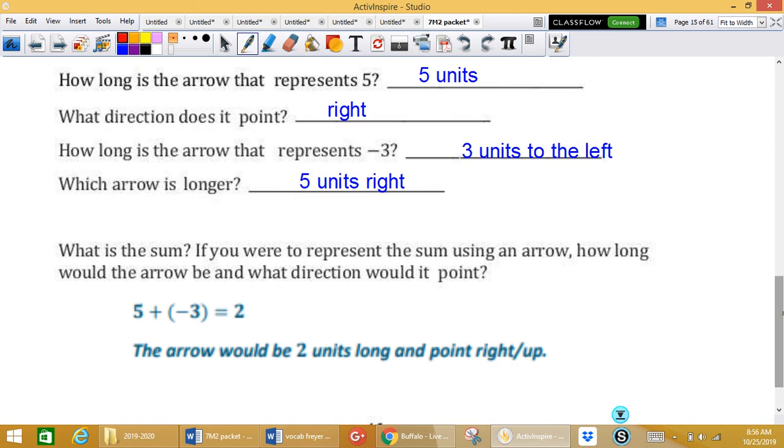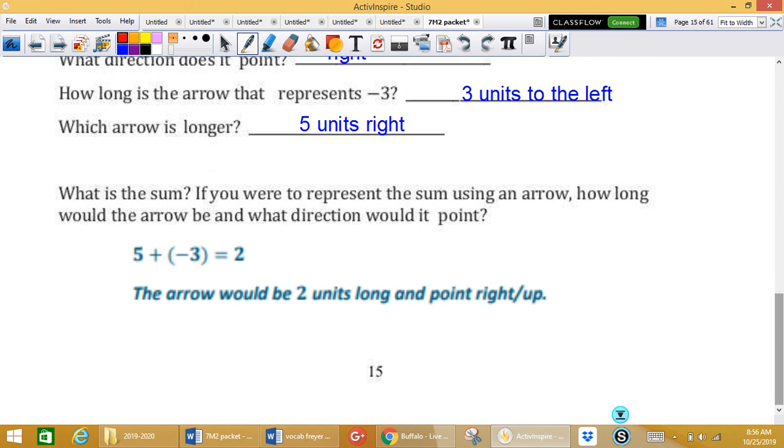What is the sum if you were to represent the sum using an arrow? How long would it be, and in what direction? So 5 plus -3 is 2. The arrow would be 2 units long and point up or right.